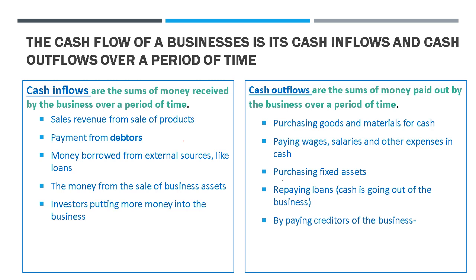Next is cash outflow. Cash outflows are the sums of money paid out by the business over a period of time. That is, how cash inflow is an income to the business, the cash outflow is an expense to the business. And these are purchasing goods and raw materials for cash. To produce the finished goods, the firm has to purchase the raw materials and components from its suppliers and pay it in cash. Paying wages and salaries.